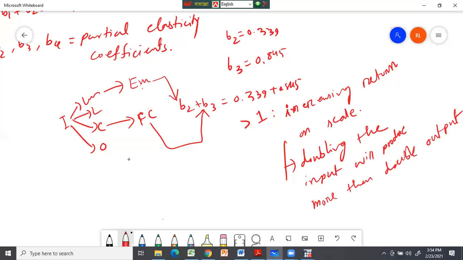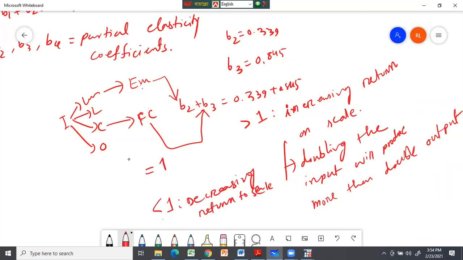For example, if the summation of the parameter values is found less than 1, it is known as decreasing return to scale. Decreasing return to scale means the opposite of increasing return to scale. So doubling the input will produce less than double output. If you have increased the input 2 times, it will not produce exactly 2 times, it will produce less than 2 times output in your economy.